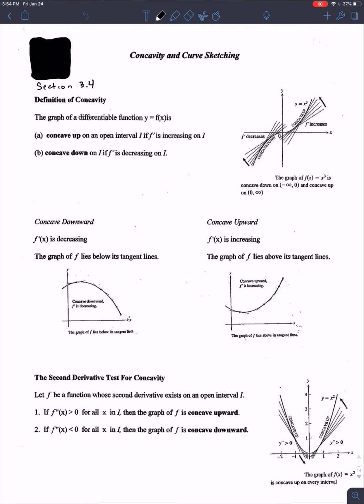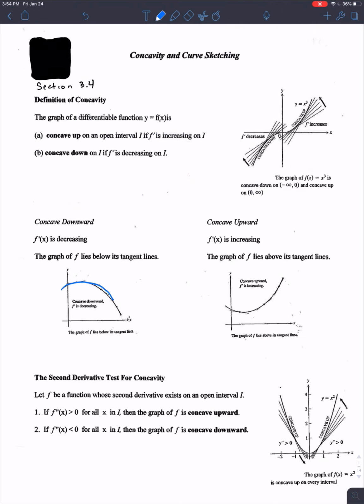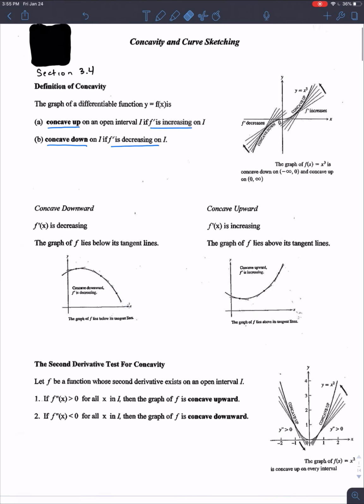Okay, in section 3.4, we're going to talk about the second derivative test and concavity. There are a couple of ways they talk about this. This is a concave down curve, and this one is concave up. So we're going to look at the curvature of the function. If the first derivative is increasing, it's going to be concave up, and concave down if the first derivative is decreasing. We can look at those two different types of curves.